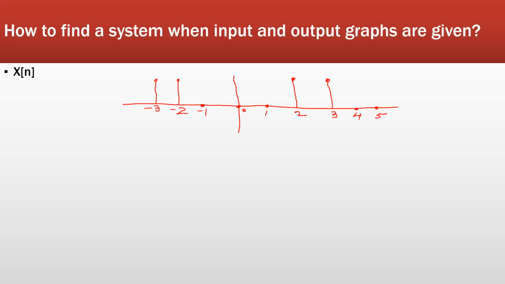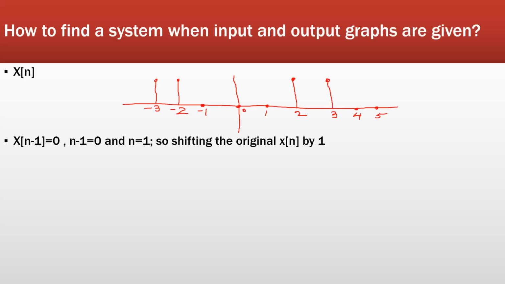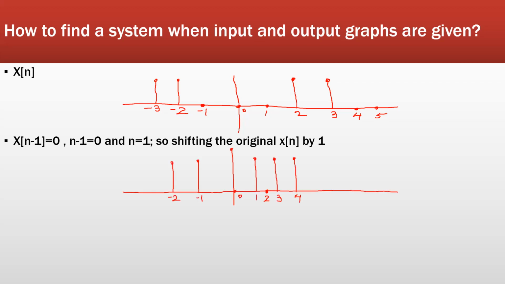The x of n graph is given, and if we put x of n minus 1, that is the delayed version, the value of n comes out to be 1. That is, we have to shift the original input signal by 1 as shown here. How have we shifted it? I will show you.